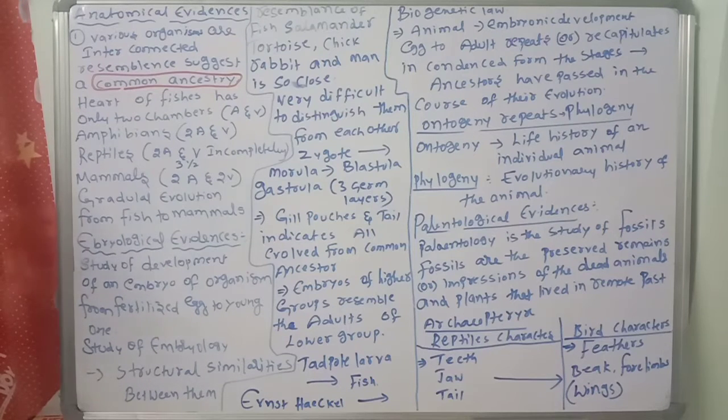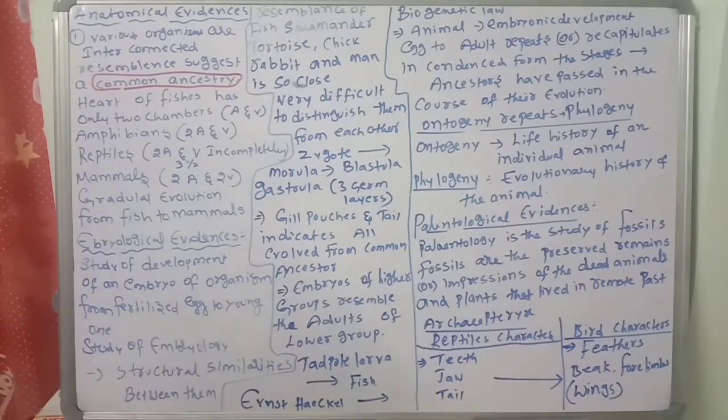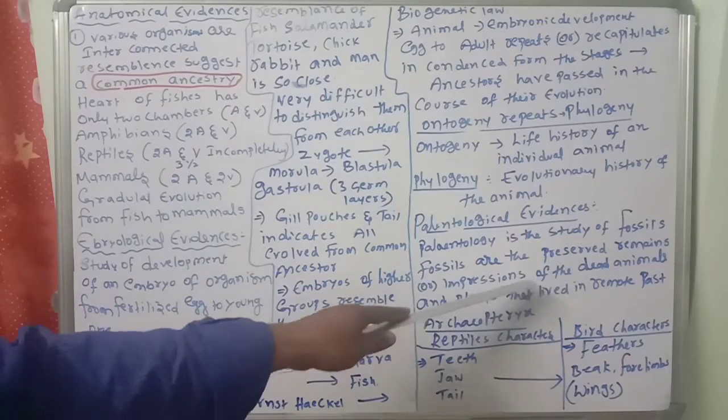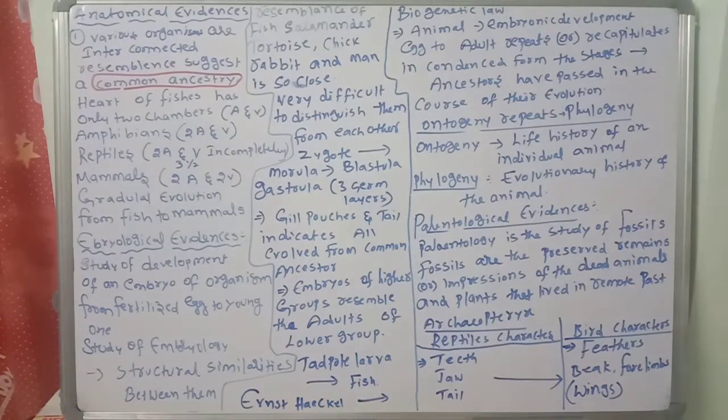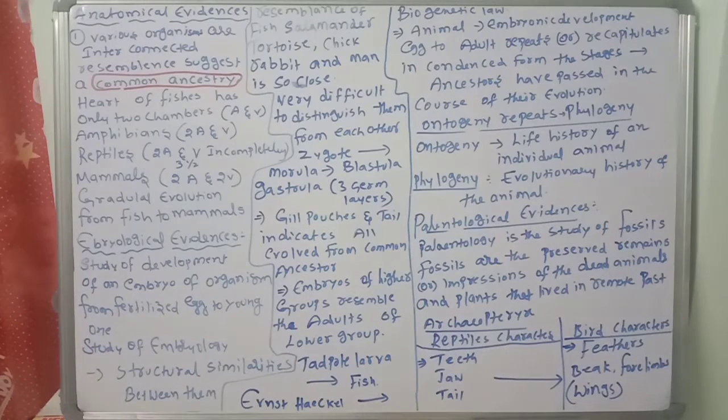It is a branch of biology. Paleontology is the study of fossils. Fossils are the preserved remains or impressions of the dead animals and plants that lived in the remote past. For example, the bone skeleton system.